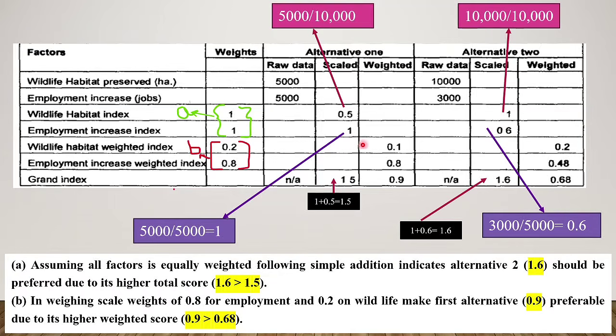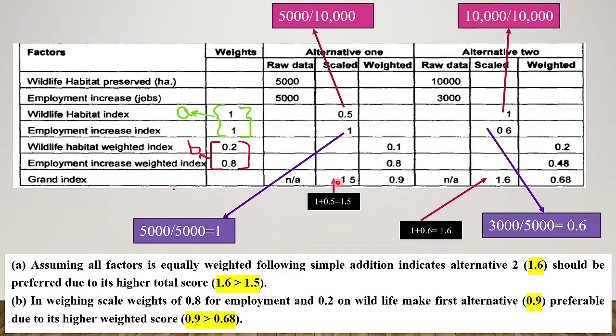So now we have got the scaled values. Now we will combine both these scaled values, 0.5 plus 1, and we will get the aggregate score. Over here we will combine both these values and we will get the aggregate score of 1.6. So when you compare 1.6 with 1.5, 1.6 is greater, which means alternative 2 is preferred. Now this is the case when we give equal weights to both the factors. You can see over here we have given equal weights, 1 and 1. At that time we aggregated the scaled values and found the score.